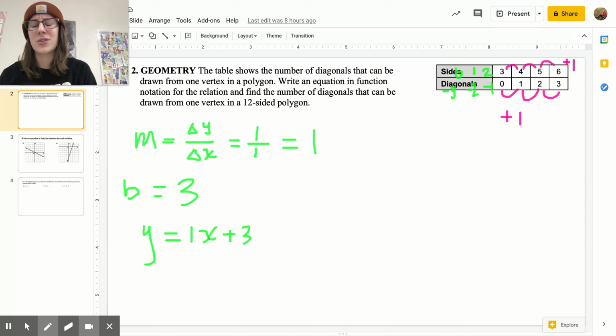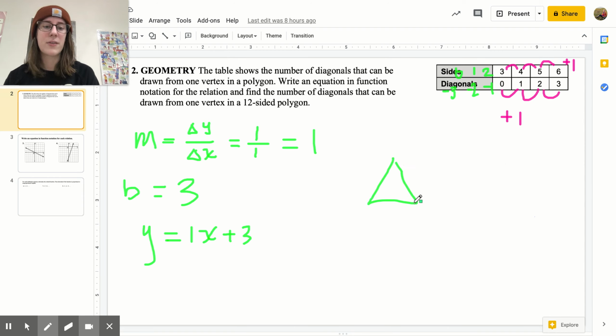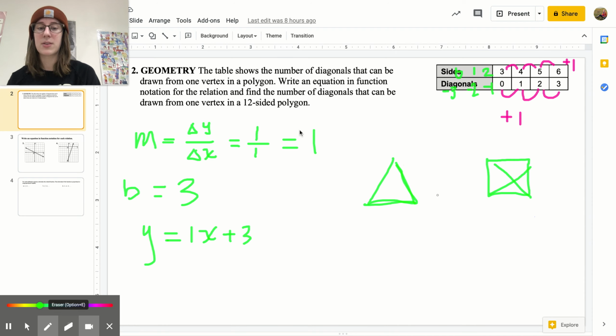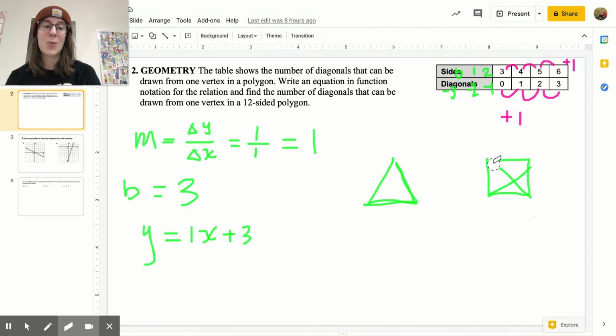Because you don't have diagonals in a triangle. If you try to draw a diagonal from here, it just goes here or it goes here. The first one, if you pick one vertex to draw it from, is right here. Then as you go, if you're picking just one vertex, these are the diagonals, but it would be just one across there. We're getting muddled up in it though, so I'm gonna speed things up here.